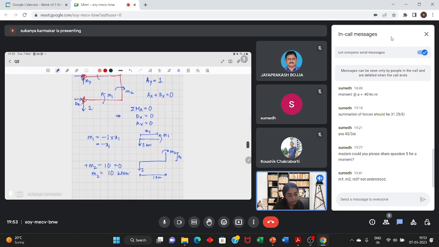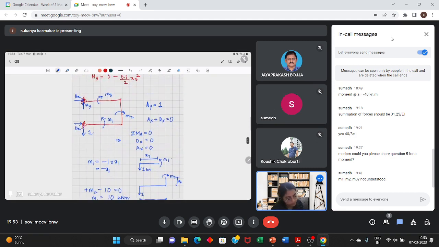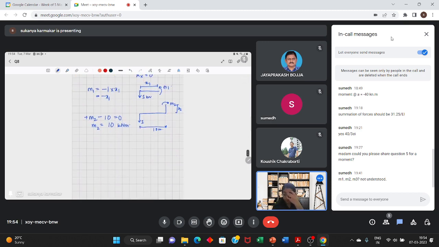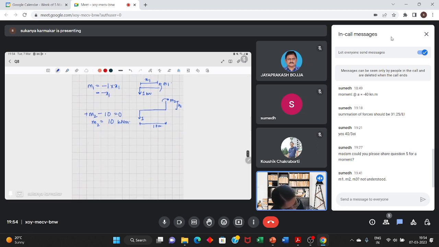And finally M3. So from here you have X1. From here you had X2, and from here you have X3. So next I will calculate M3.